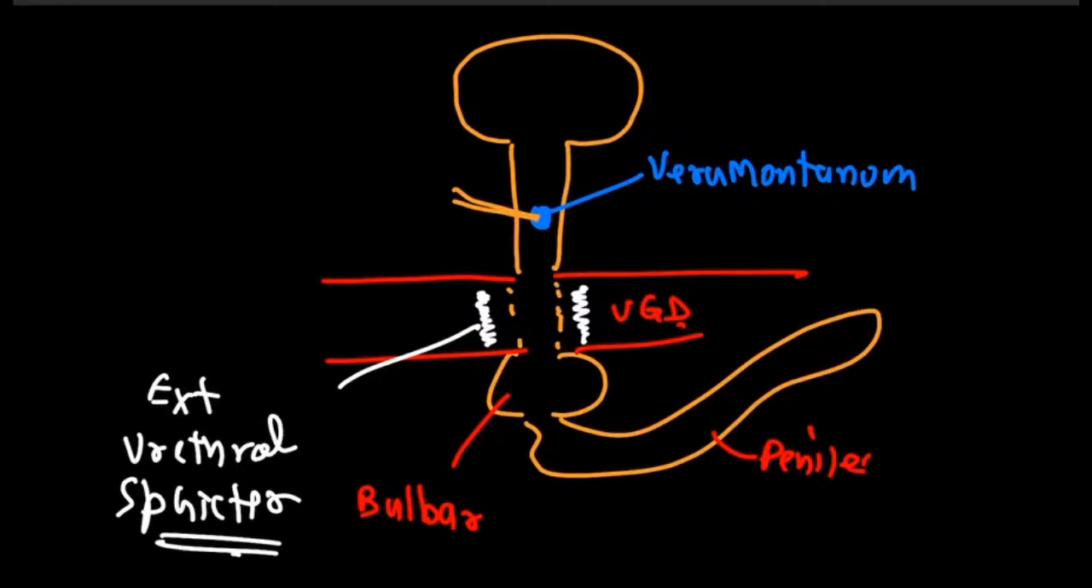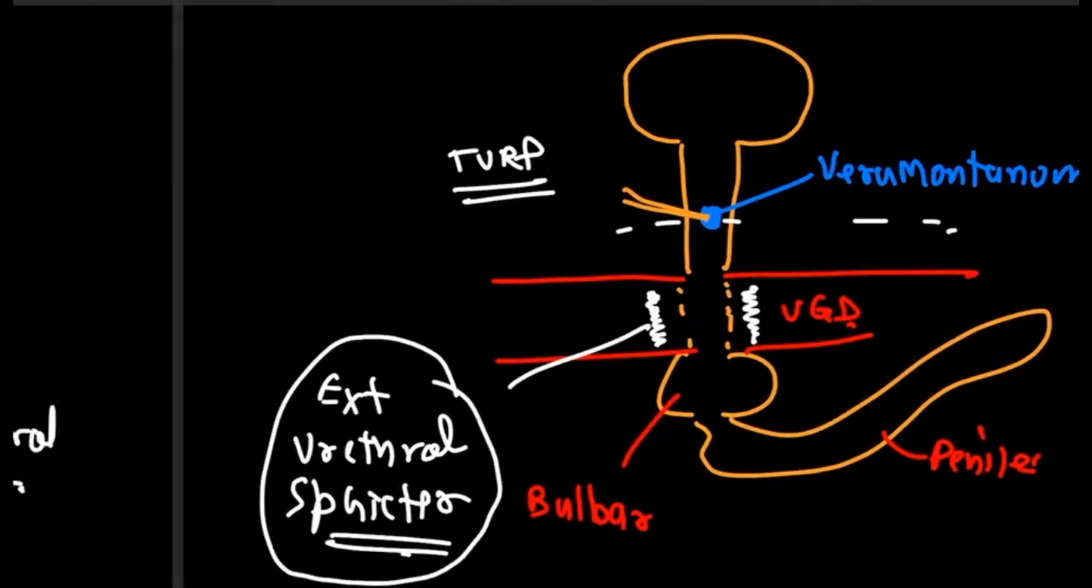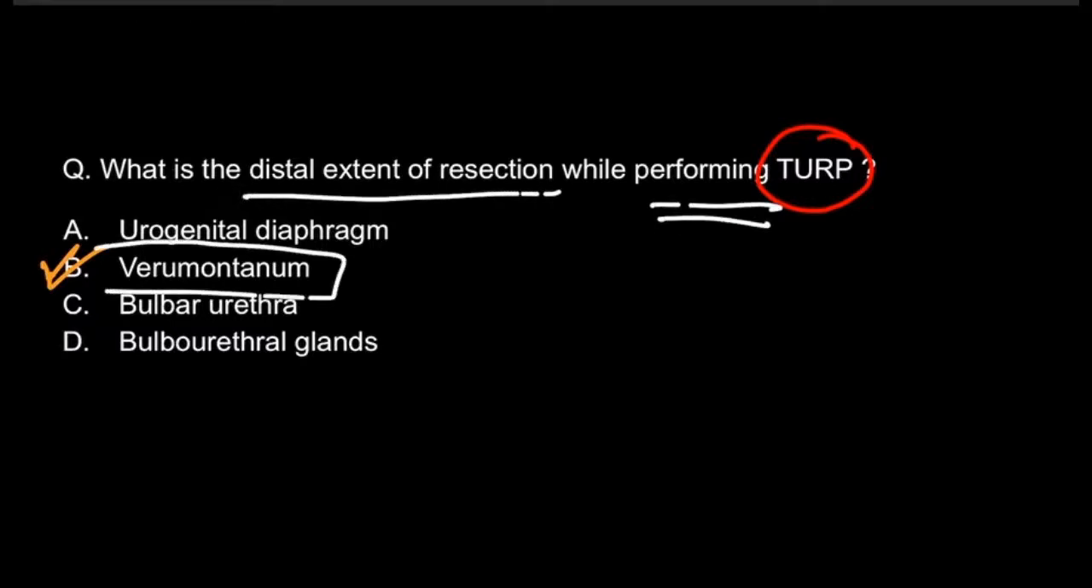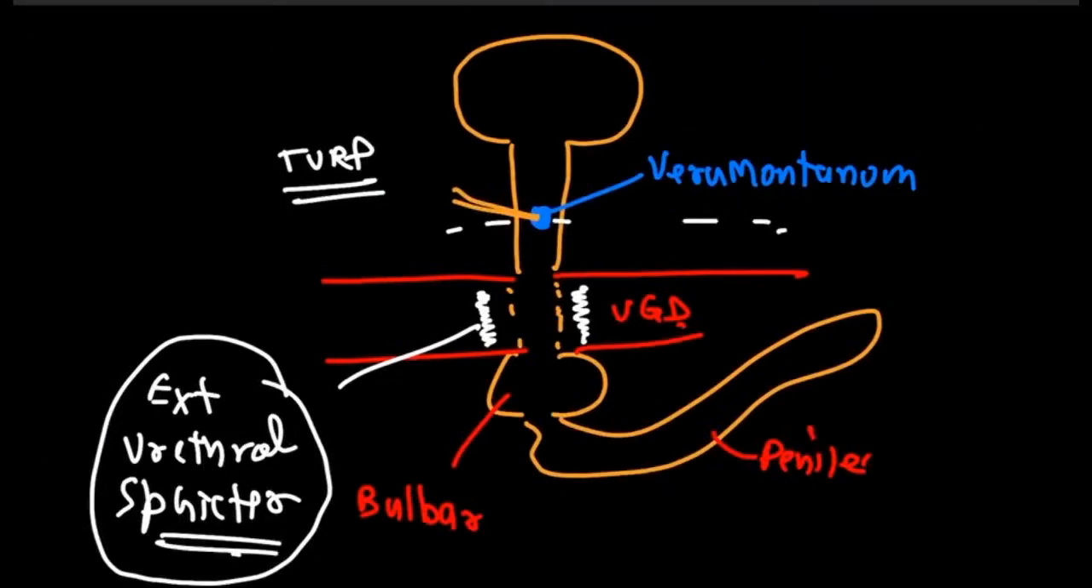Now that's not important. The important thing is we can appreciate this verumontanum. So if I ask you to perform a TURP and restrict your dissection just proximal to this verumontanum, and not go beyond it, you are sure that the external urethral sphincter is protected. This is the reason why the distal extent of resection while performing a TURP is the verumontanum. You should not go beyond the verumontanum. I hope you got this right.